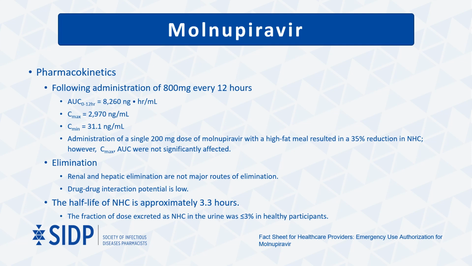The half-life of NHC, or the active component of Molnupiravir, is approximately 3.3 hours. And the fraction of the dose that's excreted in the urine was less than 3% in healthy individuals. Again, highlighting the fact that renal elimination is not the major route of elimination for Molnupiravir or NHC.